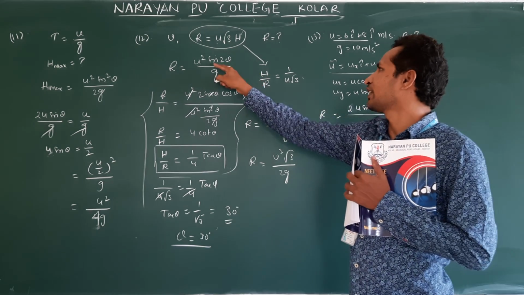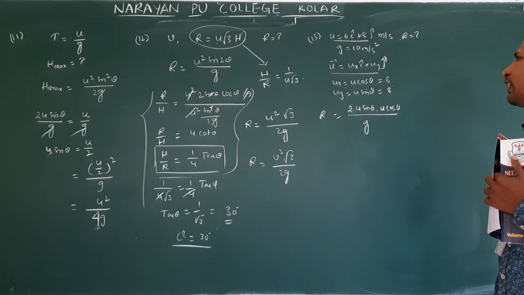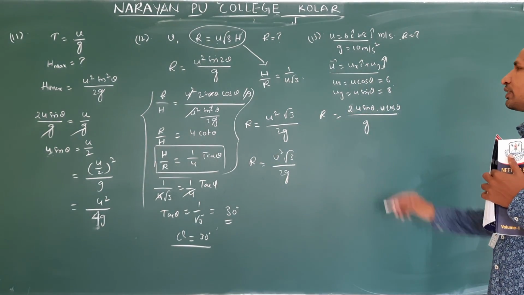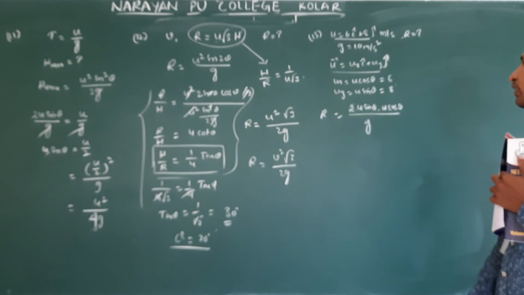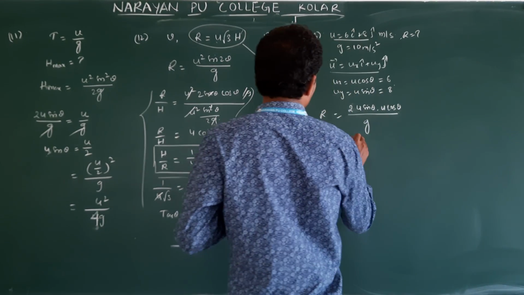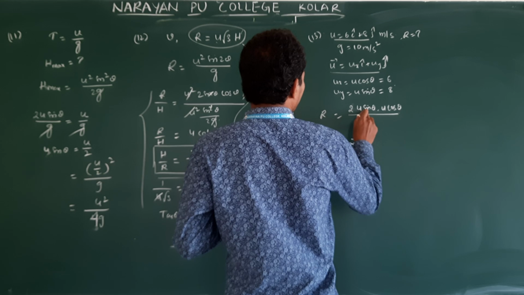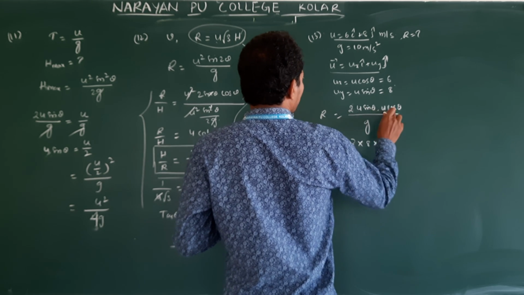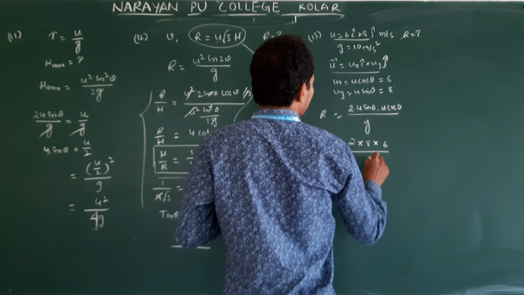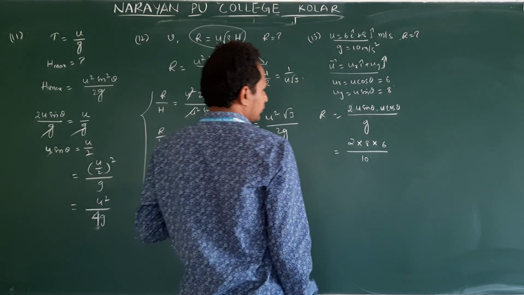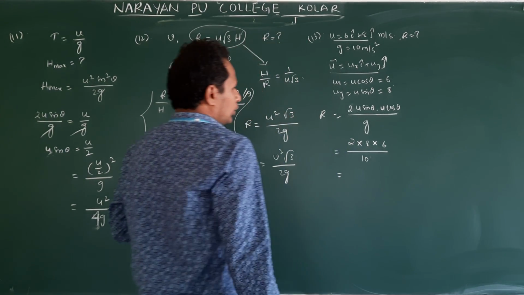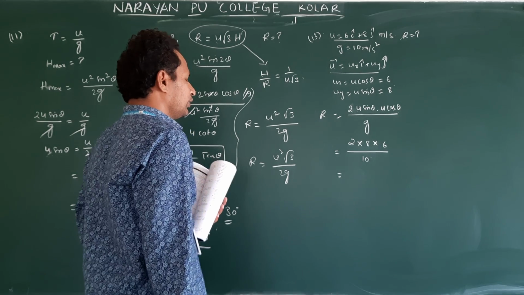Nothing wrong. The sin 2 theta formula is what? 2 sin theta cos theta. 2 is there, sin theta is there, cos theta is there, u into u square. Then u cos theta. What is u sin theta? 8. What is u cos theta? 6 by g value is 10. Clear? So calculate, we get the answer.